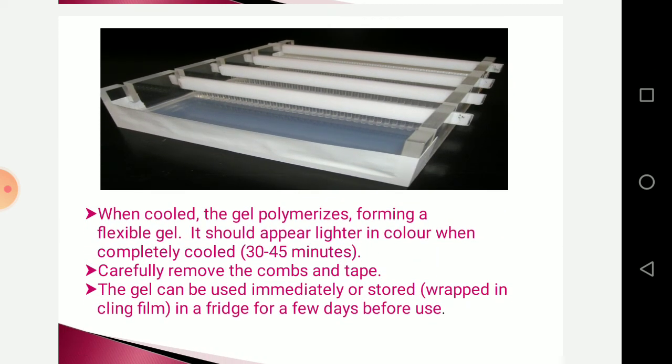When cooled, the gel polymerizes, forming a flexible gel. It should appear lighter in color when completely cooled. When it polymerizes and forms a thick surface, it should be transparent and should not look blurry. Carefully remove the comb and the tape. The tape which you have applied on its side should be removed, and the comb should also be removed because we need to put our sample in the wells.